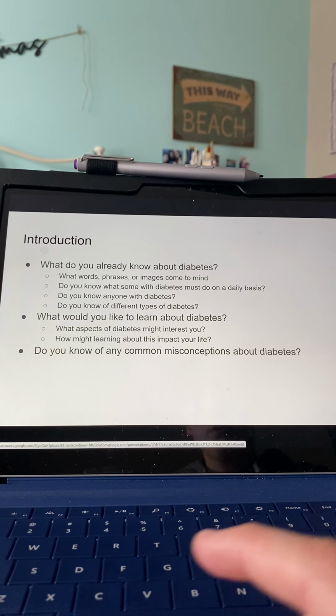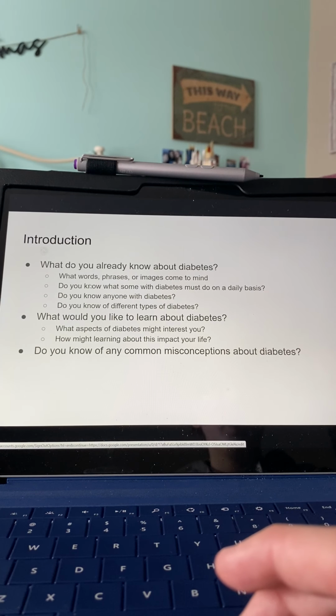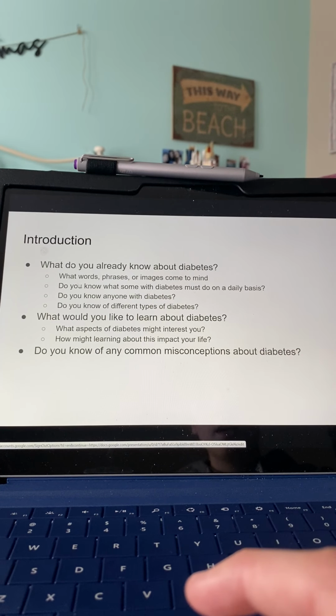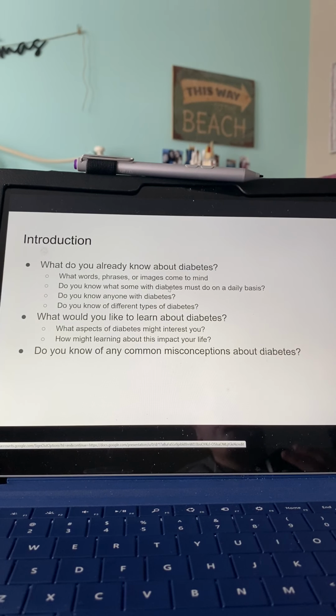So I came up with some prompts for you here. Think about words, phrases, or images that come to mind when I say the word diabetes. Think about whether you know someone with diabetes. If you know someone, do you know what kind of things they need to do on a daily basis, what kind of tools they use? Do you know of different types of diabetes? Because there are different types of diabetes. Today we're just going to talk about diabetes in general. We're going to mention a few types, but we're going to go into the types more specifically later.